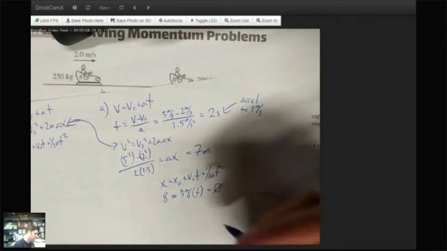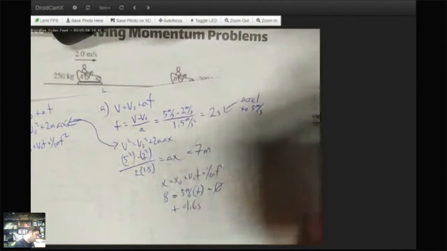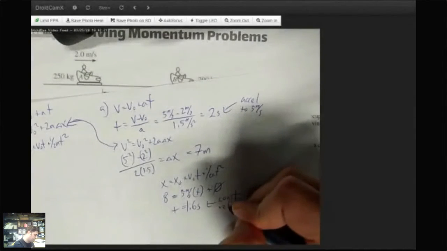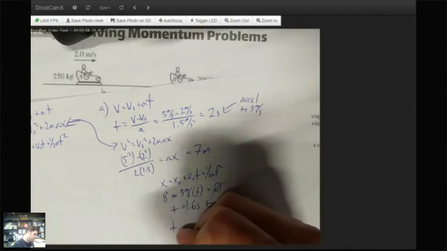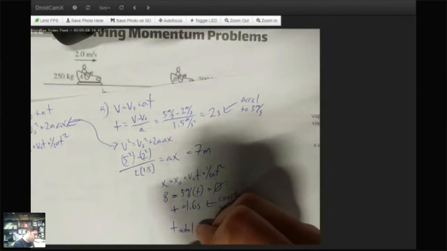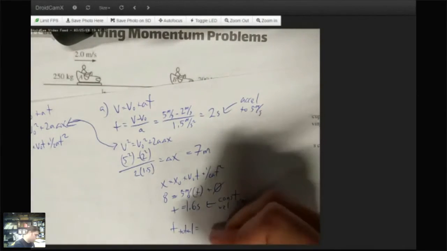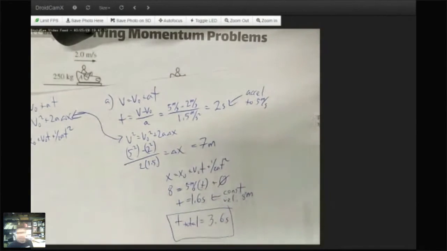So that looks like 1.6. So this is the constant velocity time to travel our 8 meters, which means our total time must be equal to our accelerating plus our constant velocity part. So our total time, 3.6 seconds. All right. So there's the kinematics chunk of that, and that's the kind of review.